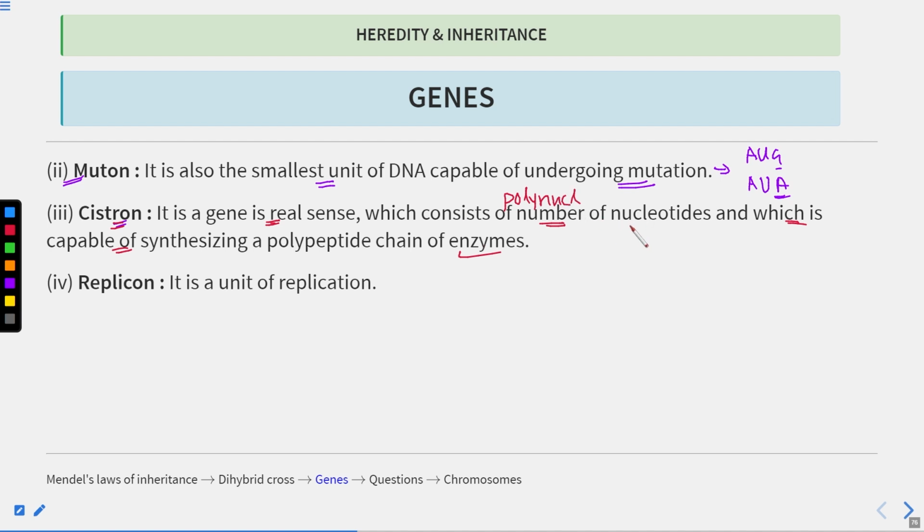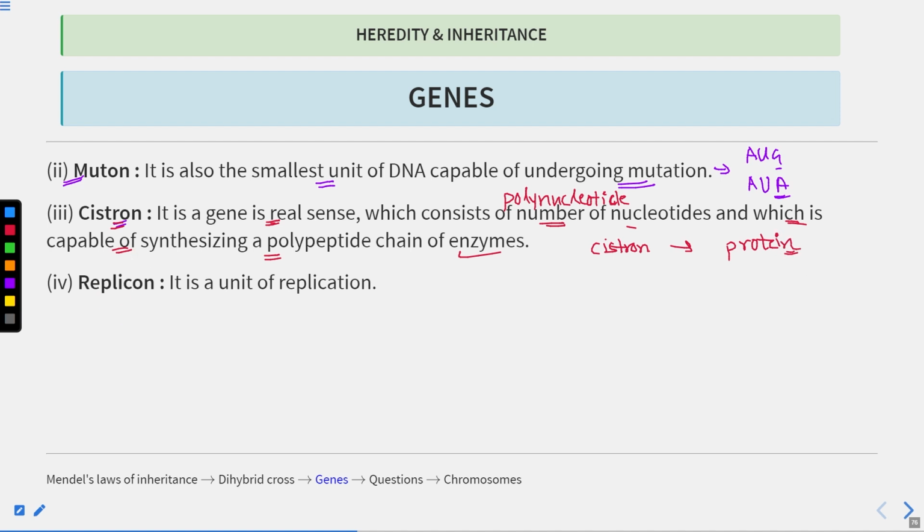It consists of a number of nucleotides, which means it is a polynucleotide. Clear? And it is capable of synthesizing a polypeptide chain of enzymes. So it will code for a particular enzyme or protein. So you can say the cistron will code for a particular polypeptide chain or a protein.